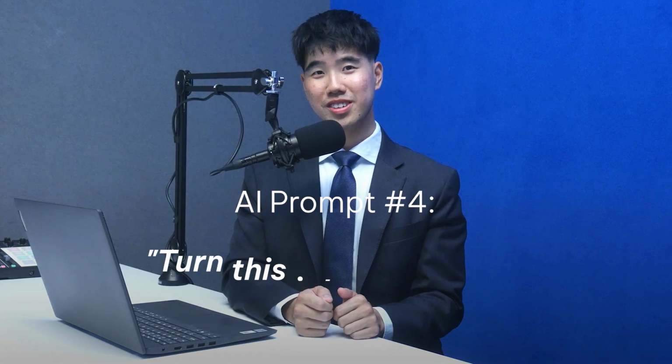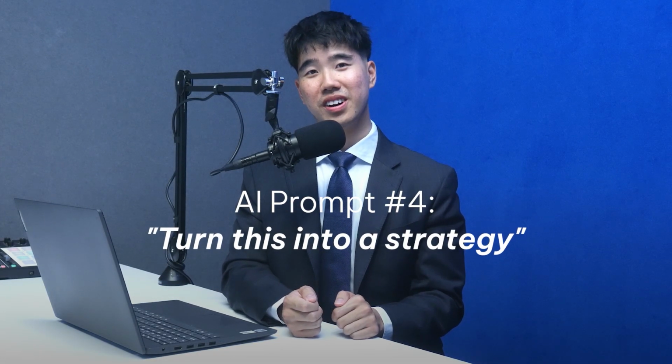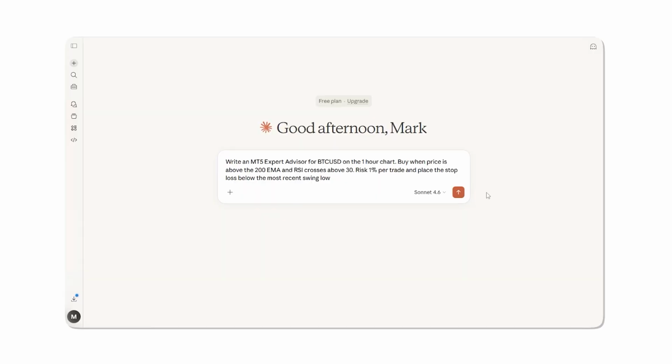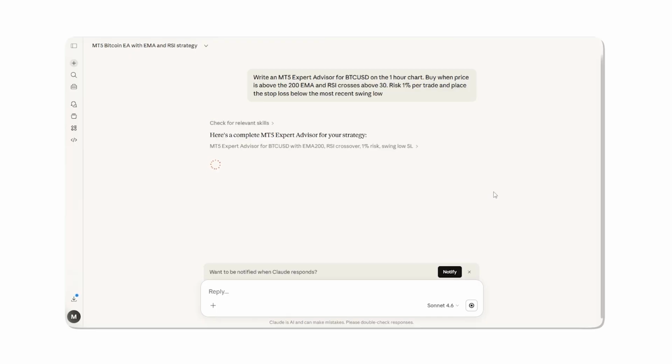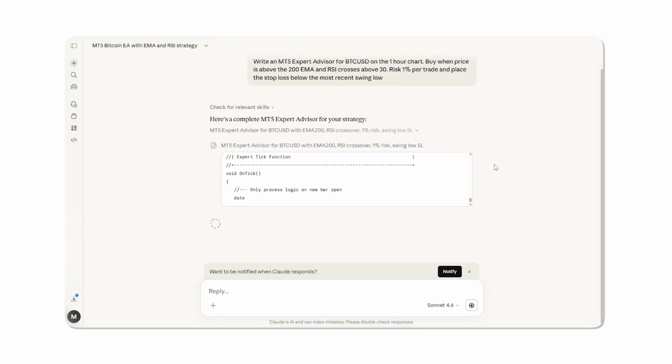The fourth prompt is to ask the AI to create a bot for MT5, TradingView, or cTrader. You can describe your entry conditions, exit rules, and risk parameters, then ask Claude to turn that into an MT5 expert advisor or TradingView Pine script. For example, you could ask, write an MT5 expert advisor for BTC USD on the 1-hour chart. Buy when the price is above 200 EMA and RSI crosses above 30. Risk 1% per trade and place a stop loss below the most recent swing low.